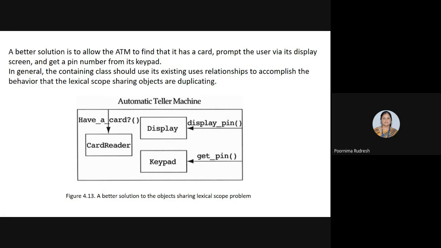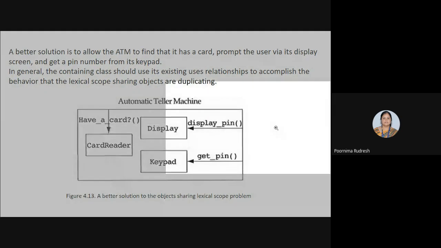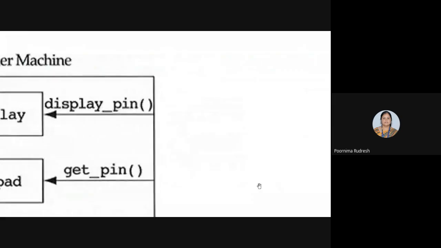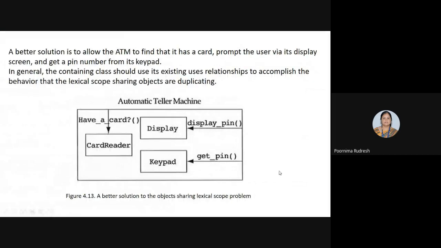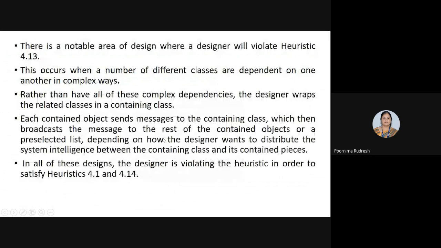So here that says that only the containing class should know what it consists of, and the reverse should not be. But that is violated here, right? Because the card reader knows who it is contained in. Yes, so hence that is violated. Here the contained object sends the message to the containing class. Then the containing class in turn sends the message to all the contained objects in its class. So that is the case here.